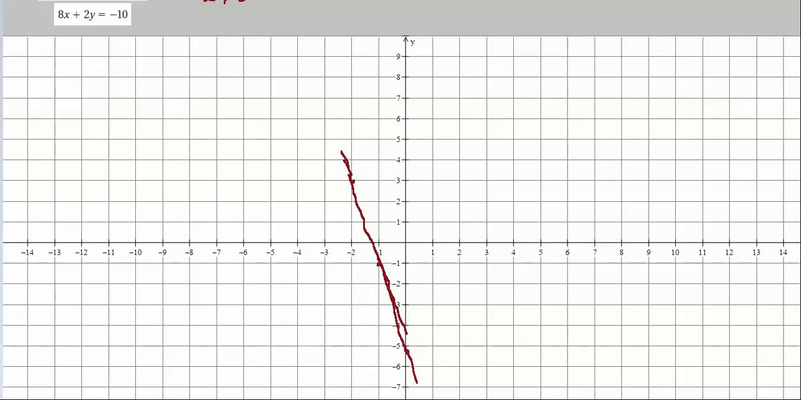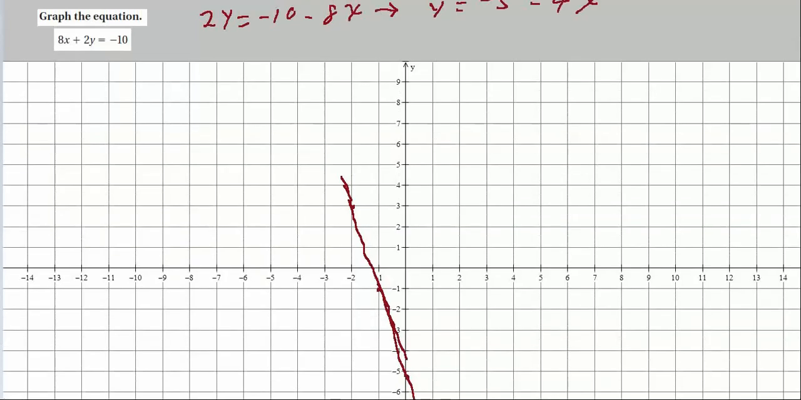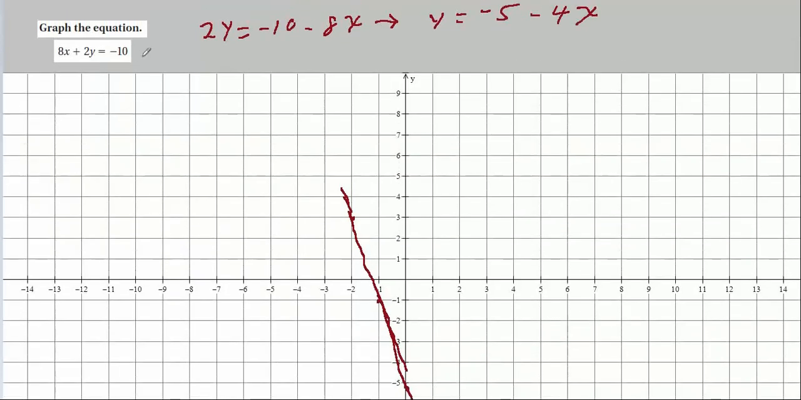The point is, all you had to do was put this into a form that's a little bit easier to use, and then plug some numbers in. I used 0, -1, and -2. You could have used something else. Whatever works for you and makes it easy. Whatever makes it easy, that's the right way to do it. Unless your instructor tells you something else, and then I'm wrong.